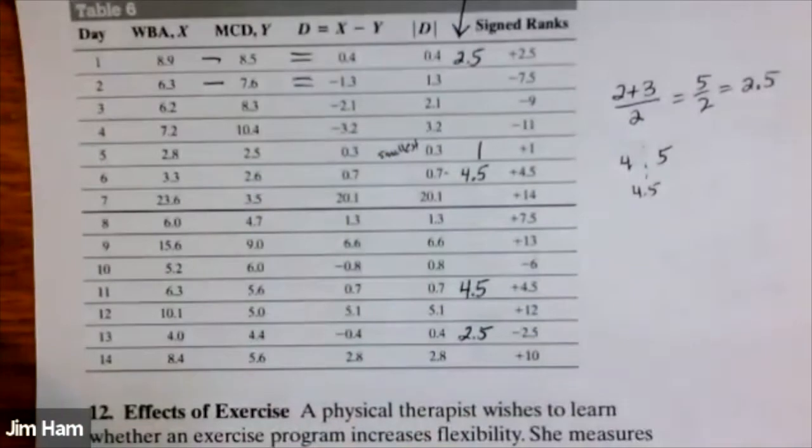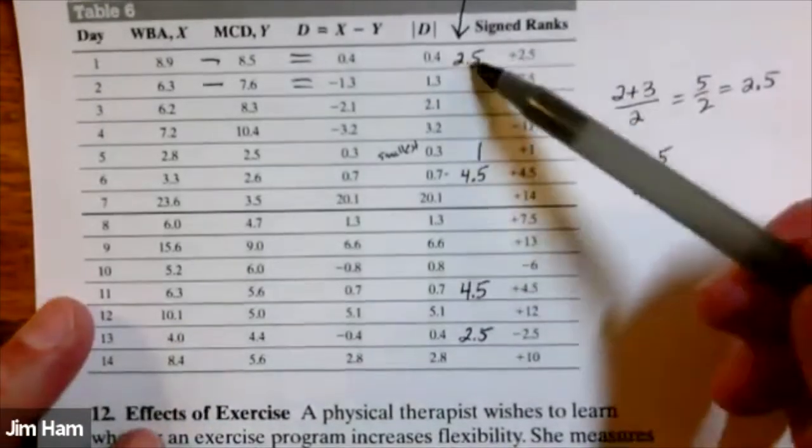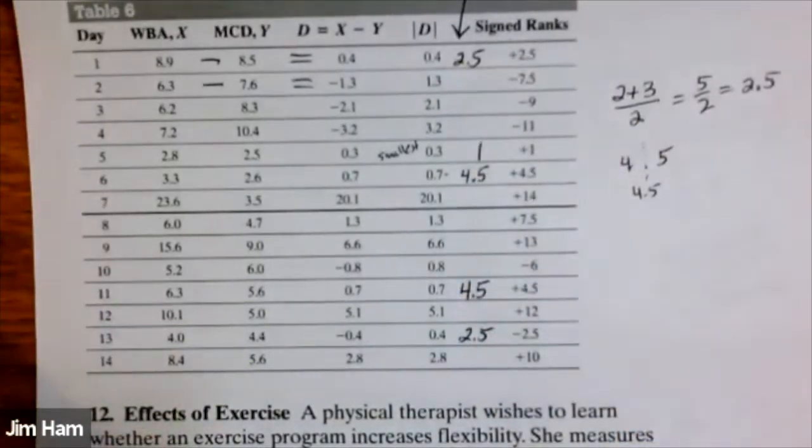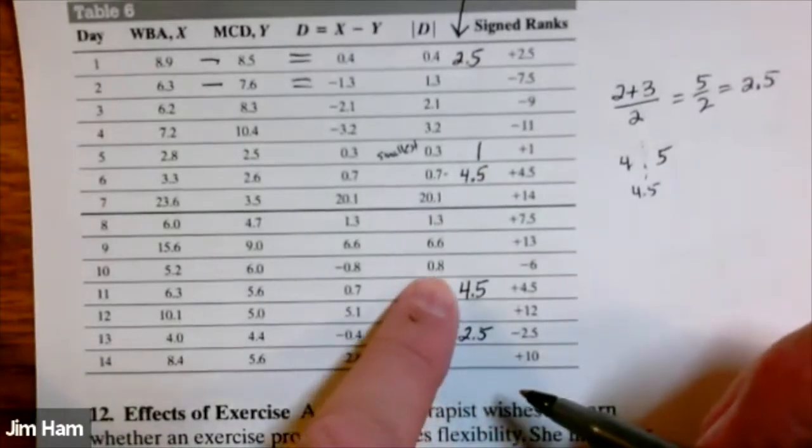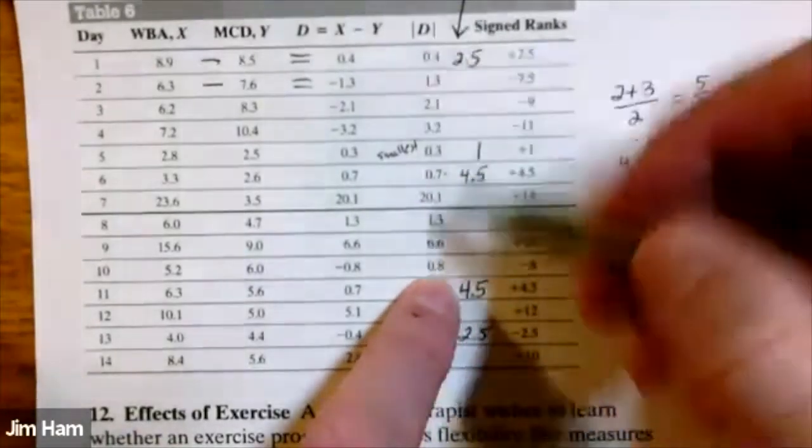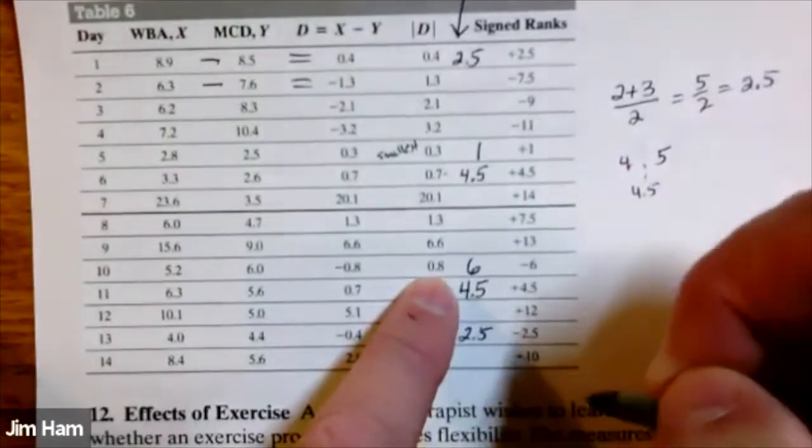Now, there will be scenarios where if you have 3 different values that match, then what you would do is add all 3 together and divide by 3. It's like taking the average and then give each one of those data values the ranking of that average. Okay, so we've ranked 1, 2, 3, 4, and 5. So 6 comes next. And here we have a 0.8. There's no other 0.8, so this is going to get a ranking of 6.